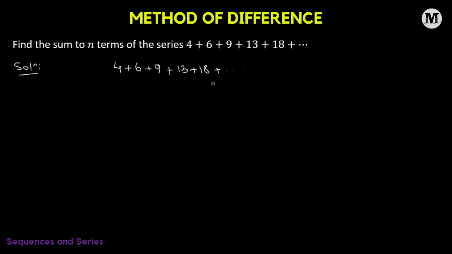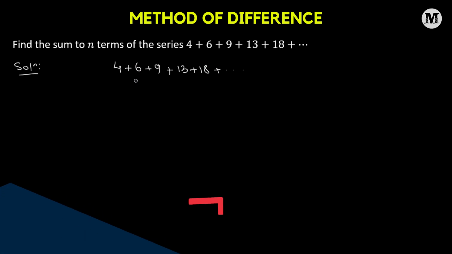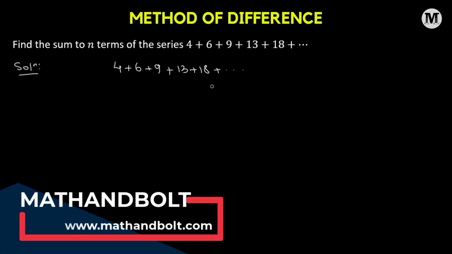Now this particular series is not an arithmetic series because it does not have any common difference. Also, it's not a geometric series because it does not have any common ratios. However, for this particular series, we can observe a pattern.